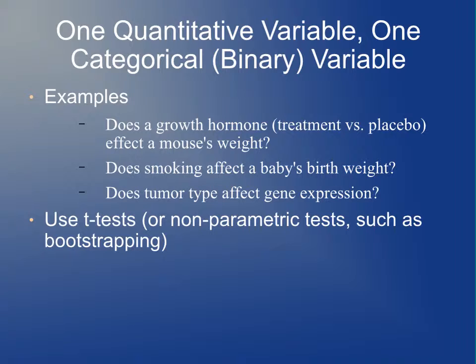The growth hormone is either treatment or placebo, but the mouse's weight is quantitative. Likewise, smoking is either you smoke or you don't. That's categorical, but the baby's birth weight is quantitative. In cases like that, you would use a t-test to test the null hypothesis of no difference between the groups. You can also use other non-parametric tests, such as bootstrapping, which is something I no longer cover in this class, but I'll just mention in passing this exists, particularly if the assumptions of a t-test are violated.